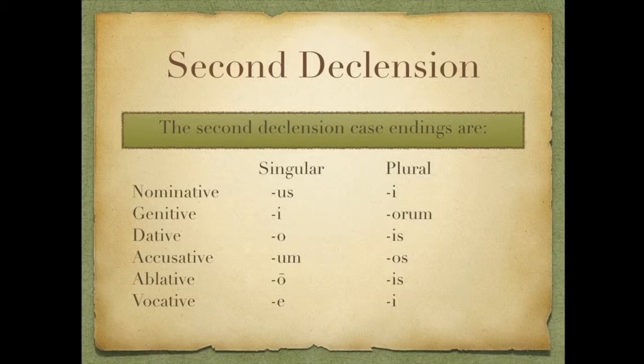So let's look at the second declension masculine endings. Nominative singular, -us. Genitive singular is -i. Dative singular is -o. Accusative singular, -um. Ablative singular is a long -o. And vocative is an -e. We go to the plural. Nominative plural is -i. Genitive plural, -orum. Dative plural, -is. Accusative plural, -os. Ablative plural, -is. And vocative plural, -i.